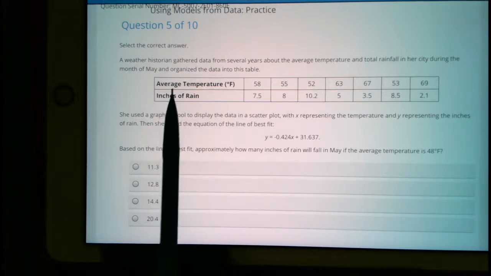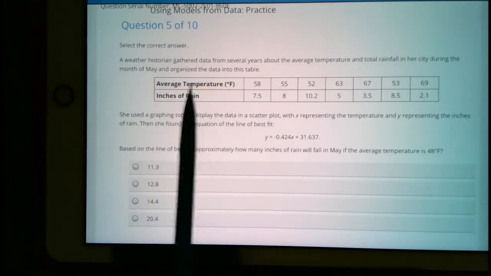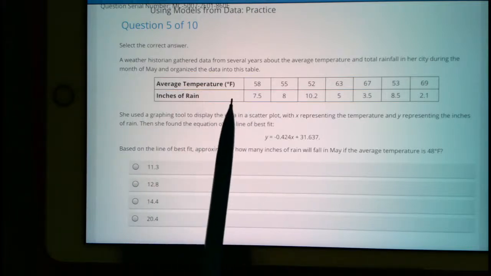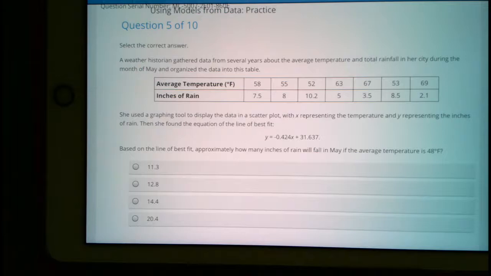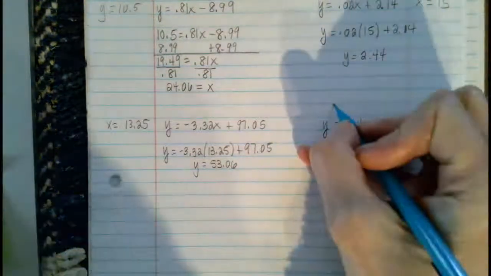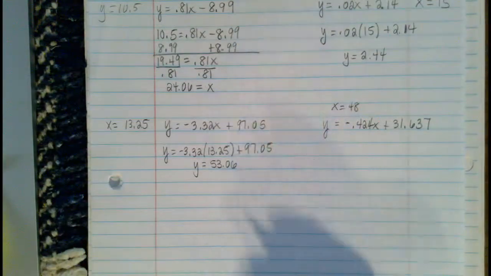An average temperature, the top value here. Generally we would say that the first one is the x value and then the second value is the y value. So the top value in the table is x, the bottom value in the table is y, and again it says if the average temperature is 48 degrees, so we're going to say that x equals 48 degrees, and we're going to put that value back into our prediction equation.